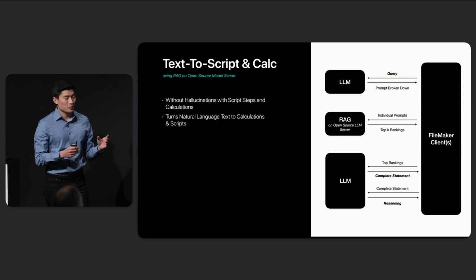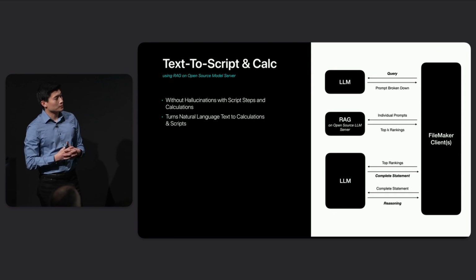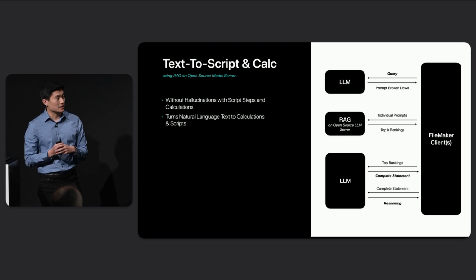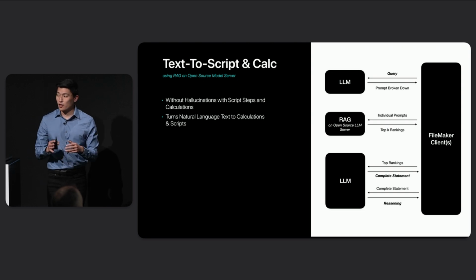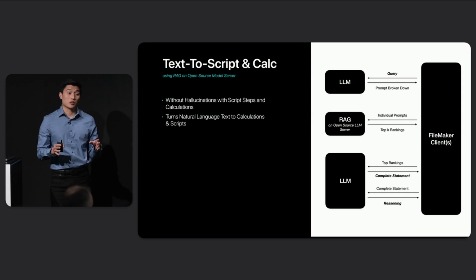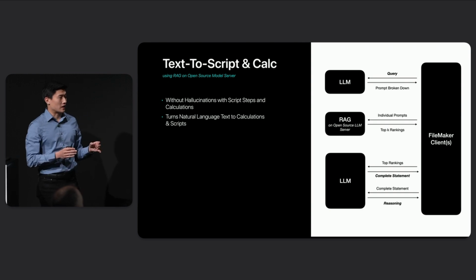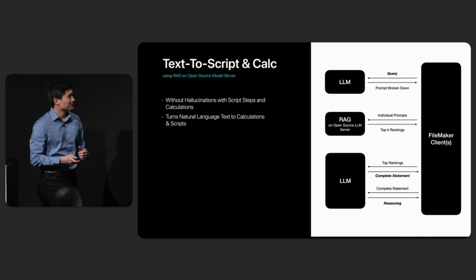Now here's a really big diagram that will show you how this all works. We take the natural language prompt and send it over to the LLM. We ask it to break it down into simple statements, and then we send it to RAG to get the top K results. We take all of the top K results and put them into a script and calculation bank. From there, we ask the LLM to generate the complete calculation and the complete script. That result is then put into the script dialog, the calculation dialog, or the script workspace.